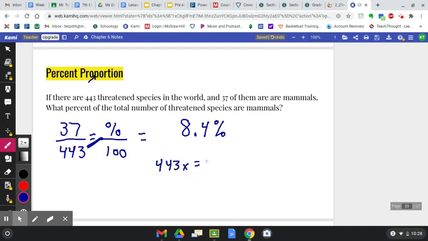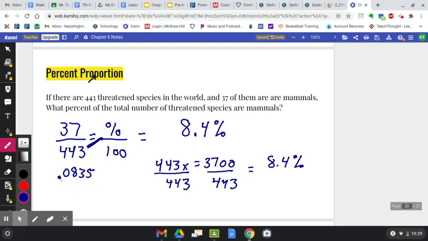443x equals 3,700, right? Divide that by 443. And that's where we get 8.35, but we round it to 8.4%. Or, I could do, since I know this side is 37 divided by 443, my calculator tells me 0.0835, right? Times that by 100 to turn it to a percent. So that'd be 8 point, and then this rounds up to 4.